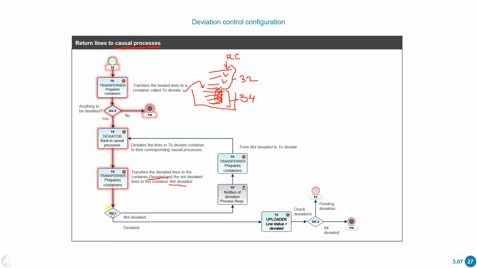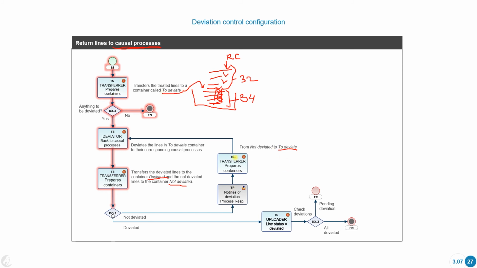Then this gateway is going to evaluate, is there content in the container deviated? Yes, well then go this way. Is there content in the container not deviated? Then go up this other way. Here, we're going to allow someone to see these lines. They're going to have to check and see what's happening. And once they've checked, we have to move those lines from this container that's called not deviated, and drop them again into the container to deviate, okay? It's the same container we can see here that we prepared previously.